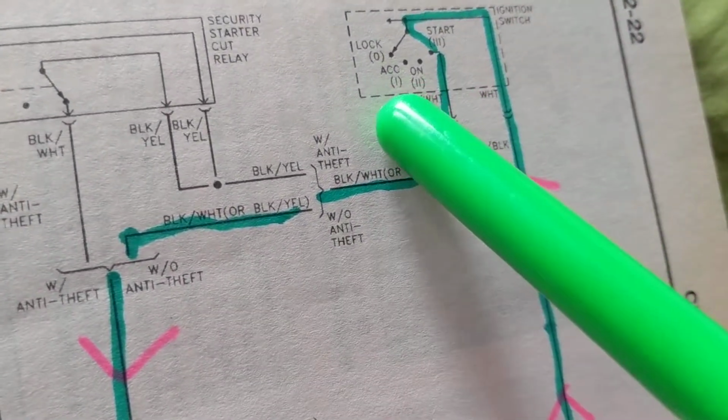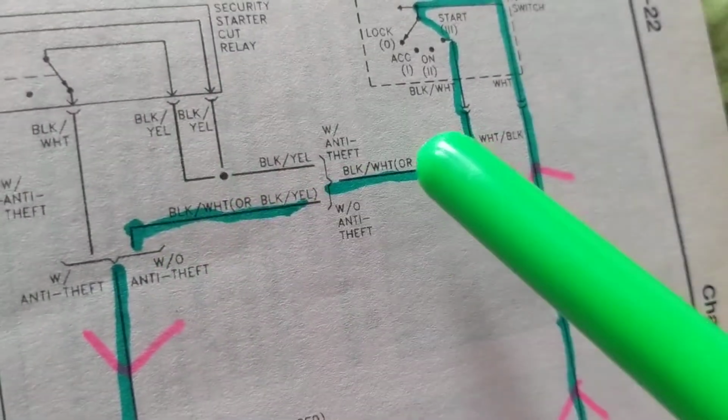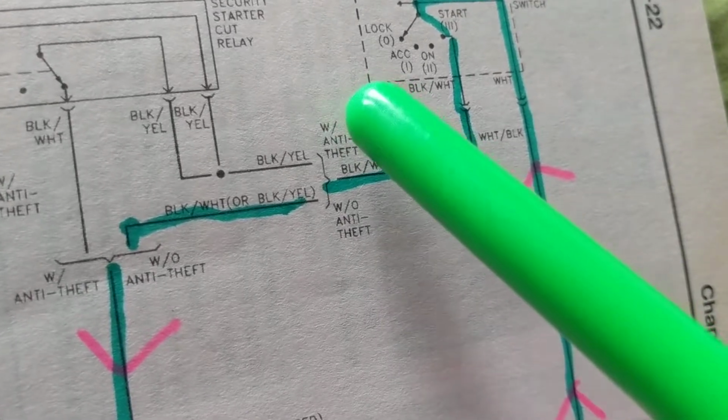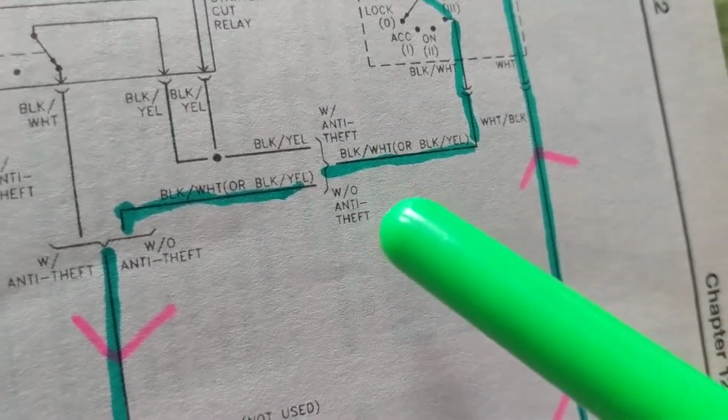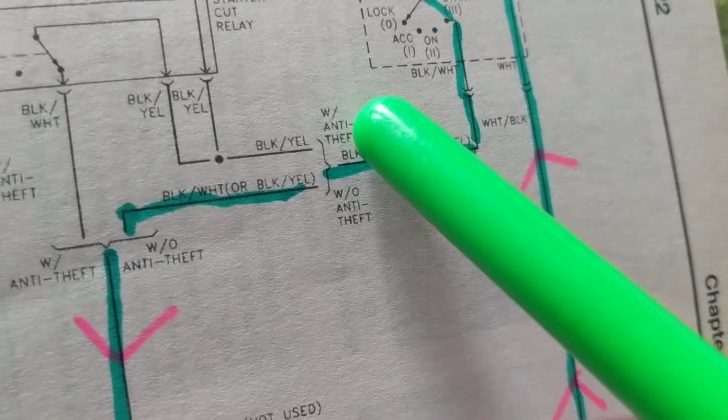The reason I bring this up is, you remember in Toyota we had a module. You're not sure what this says, W/W/O. Do you remember in Toyota it means with anti-theft?